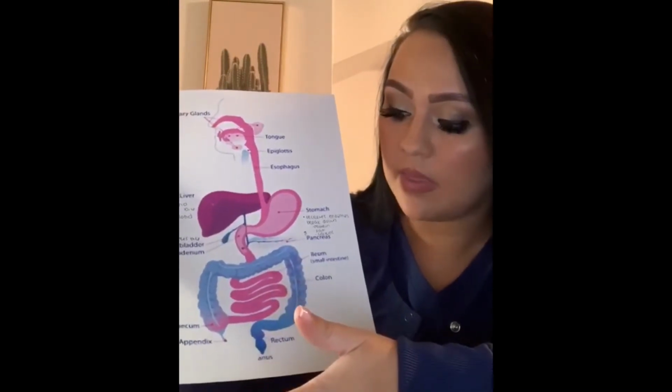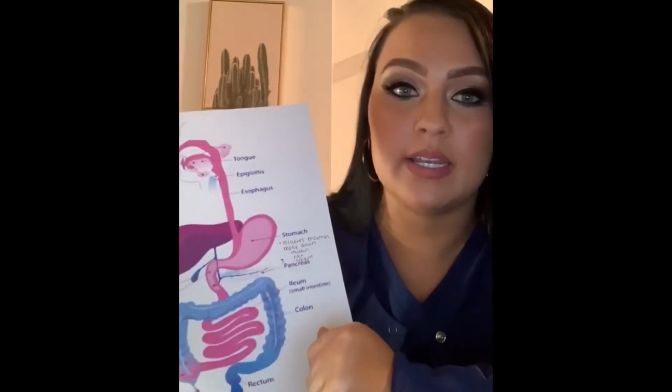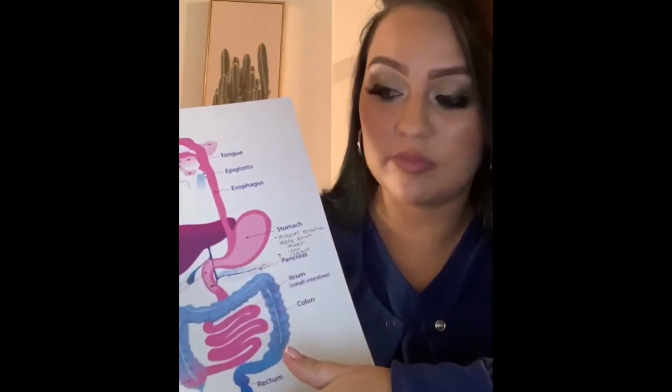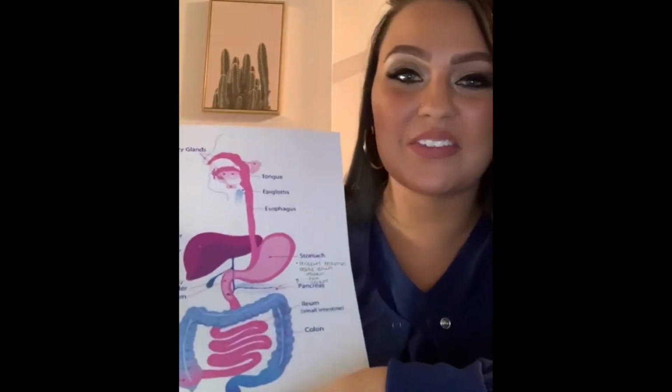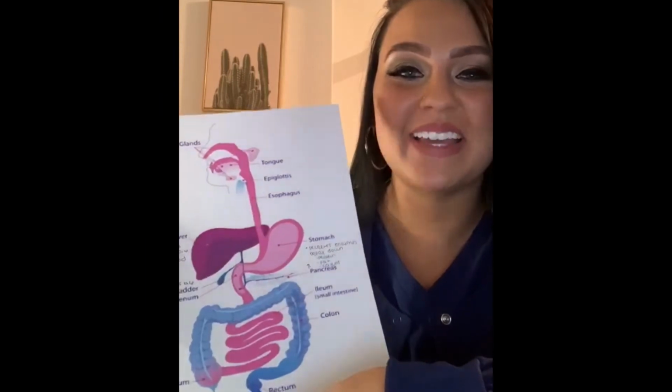As it is formed and ready to evacuate, it moves down into the rectum and anus, and then we are able to have a bowel movement. So these are the organs involved in the gastrointestinal system and what they do.